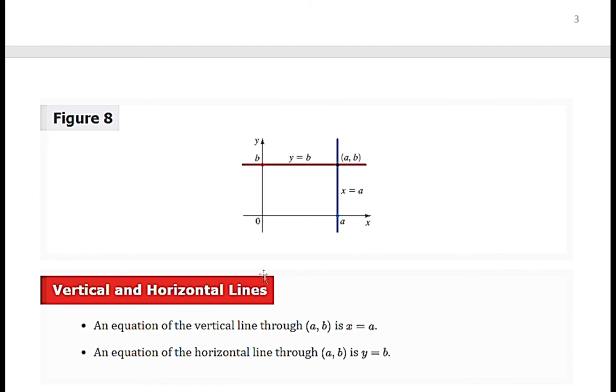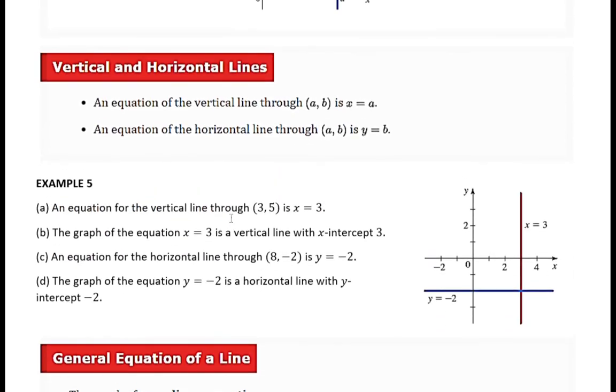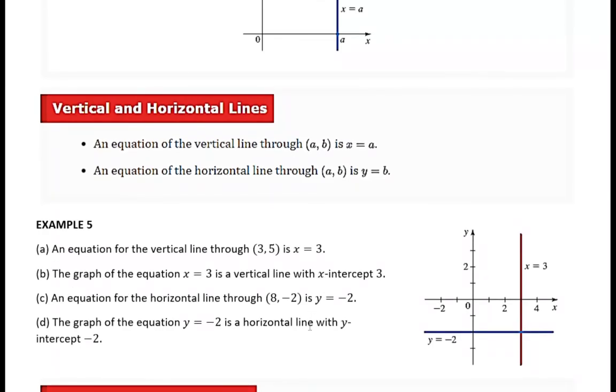So for example, I put this example here. If you want to find the vertical line through (3, 5), the equation will be x equals 3, because a vertical line means all the x coordinates are the same. That's 3, so the line's equation is x equals 3. And if you look at the horizontal line passing through (8, -2), the second coordinate is always -2. So that equation is y equals -2.